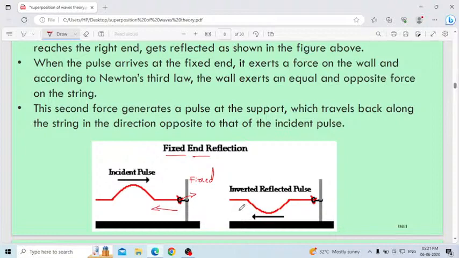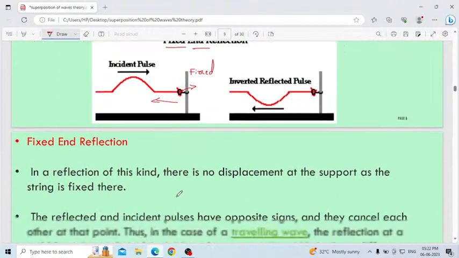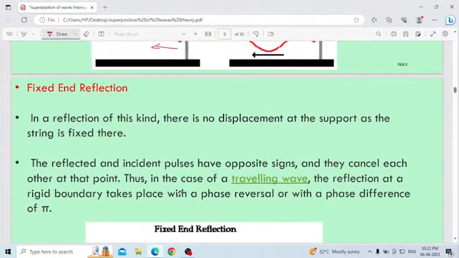Why will it happen? Because here one end of the thread is fixed. You can also do this experiment using a thread. One end will be fixed, therefore we call this a fixed end reflection. Very easy one. One more point let us consider here.